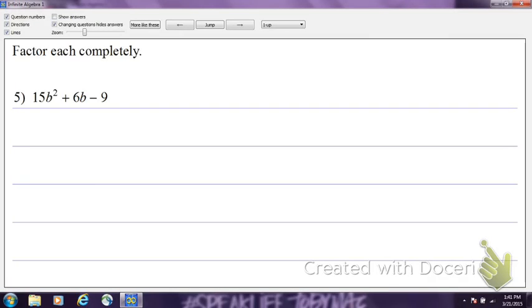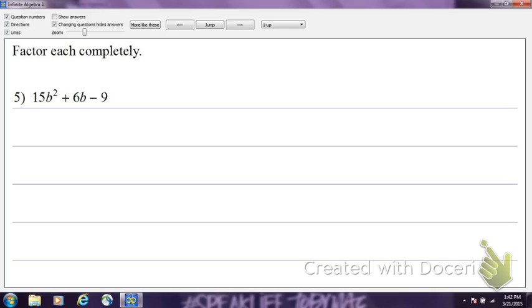The next type of factoring is also done using advanced factoring, but it's a little bit different. When you look at 15, 6, and negative 9, sure, 15 doesn't go into all of them, so we know it's not going to be basic, but it doesn't mean that we should go right to the big X. We always have to look for a greatest common factor before we do anything.